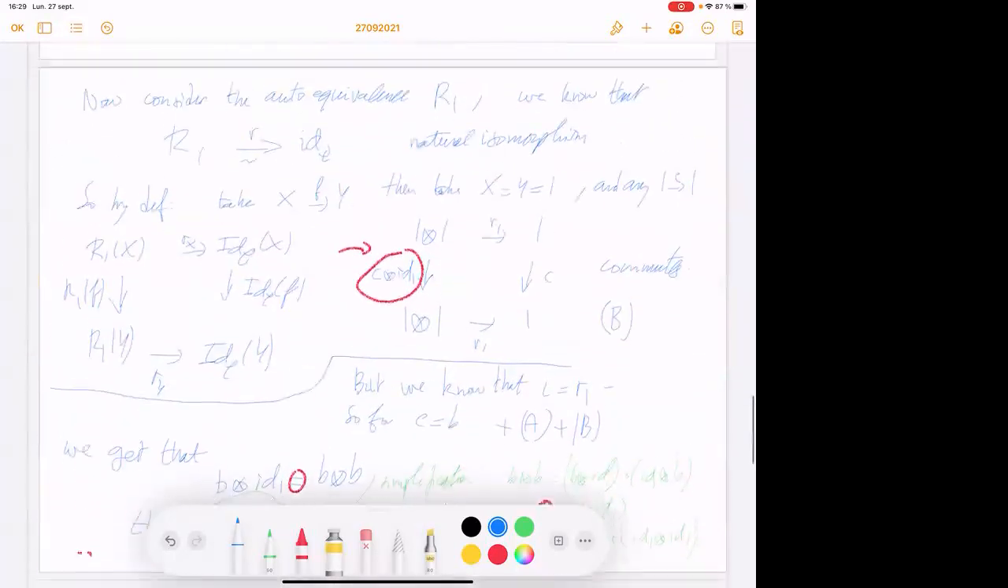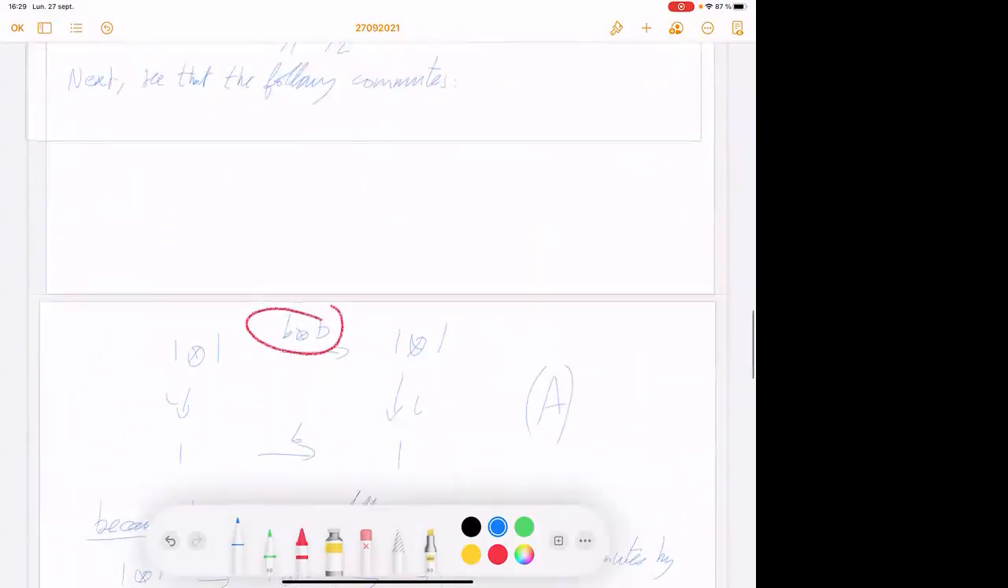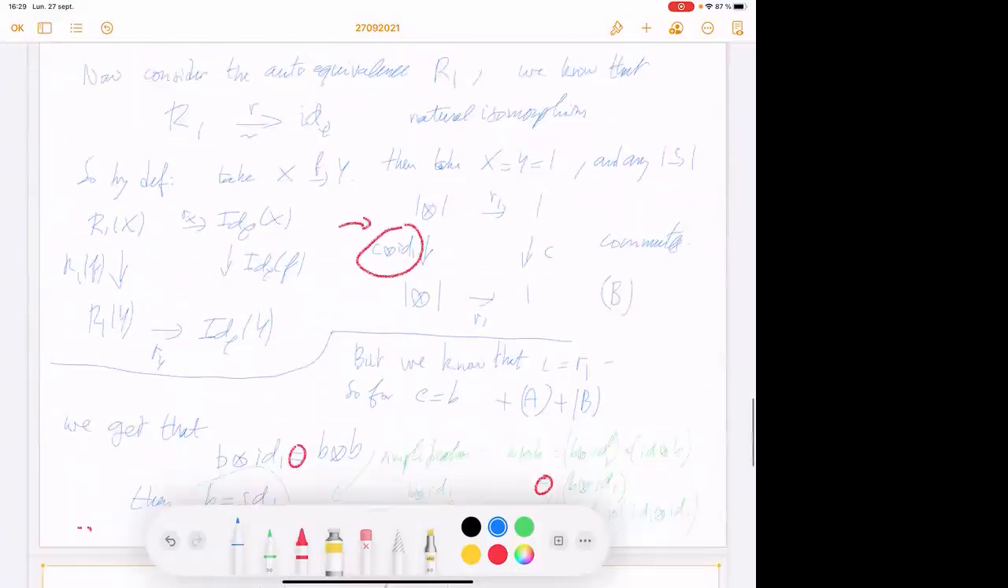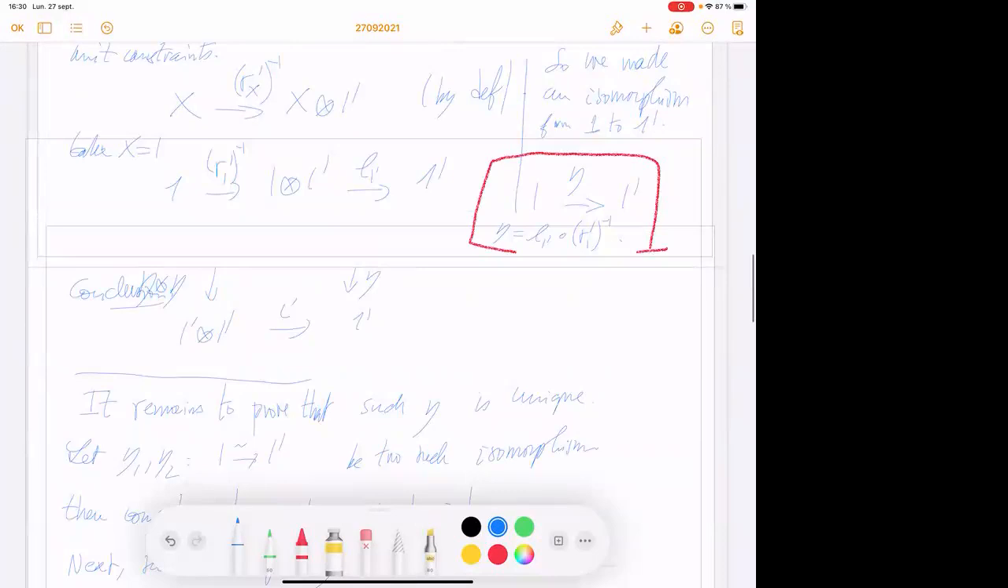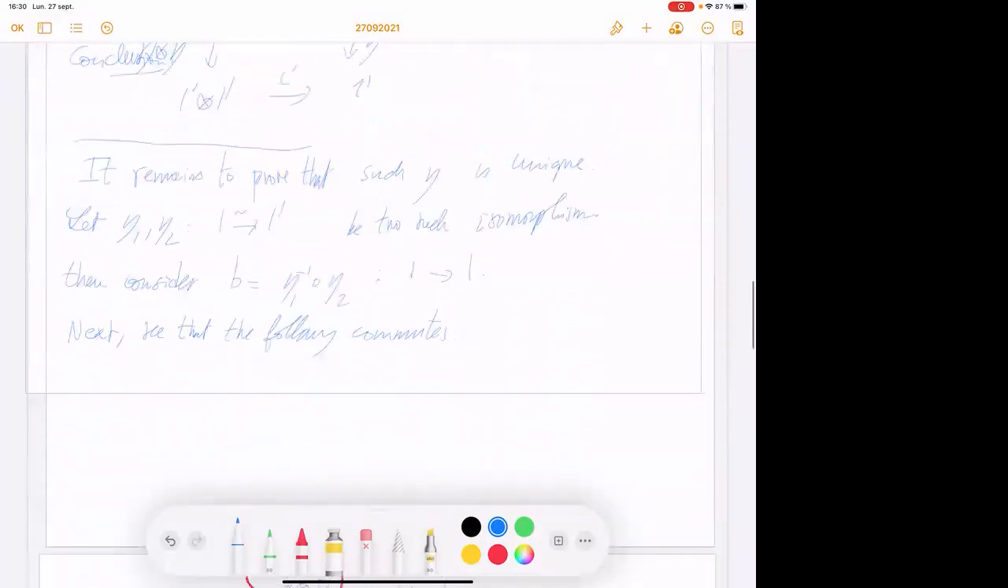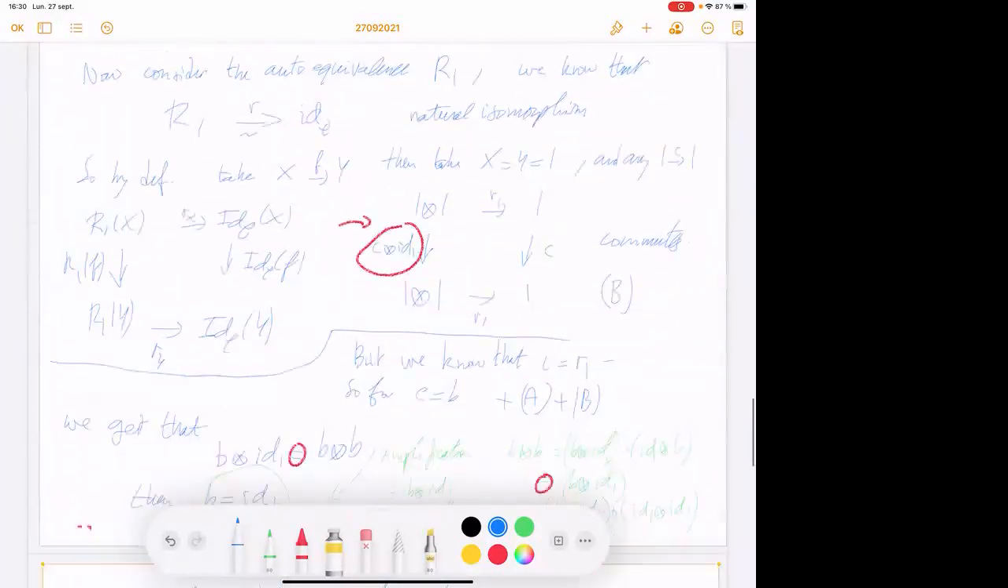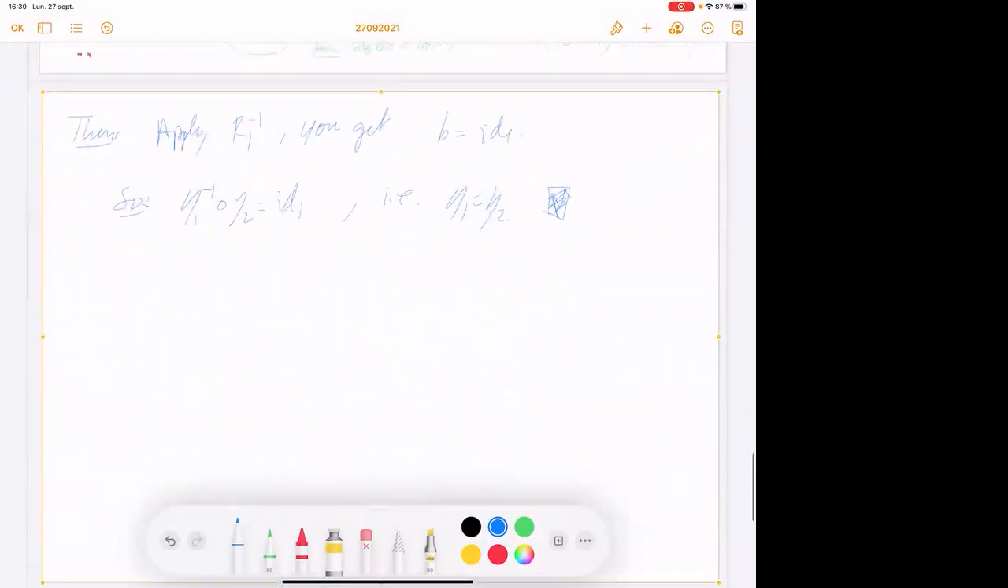So we proved, let's summarize a bit. No, it's not a good idea to summarize because there is a mess. Anyway, we proved that if you take two unit objects, you can get an isomorphism, and we proved that this isomorphism is unique. So this is what we wanted to prove.